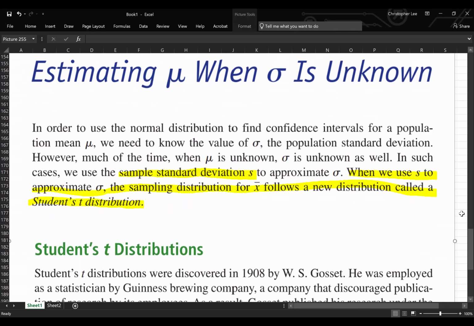All right. So in order to use the normal distribution to find the confidence intervals for a population mean mu, we need to know the value of sigma, right? The population standard deviation. However, much of the time, let's keep it real, all of the time, when mu is unknown, sigma is unknown as well. In such cases, we use the sample standard deviation S to approximate sigma. When we use S to approximate sigma, the sampling distribution for the X bar follows a new distribution called a student's T distribution.